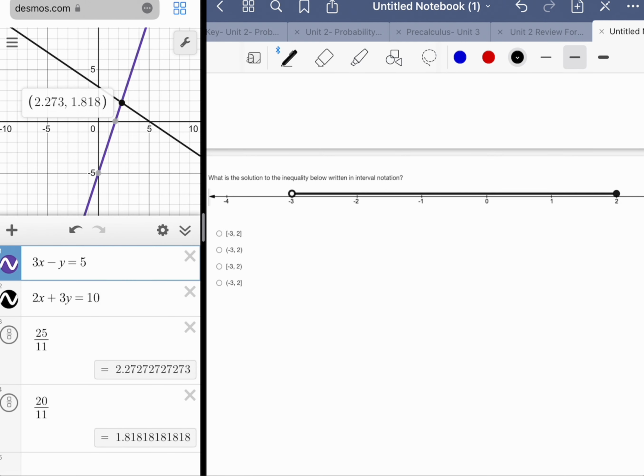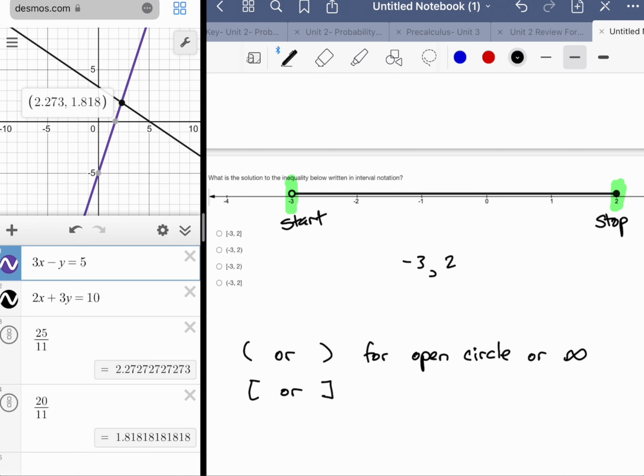Interval notation. Remember, interval notation is the start and the stop. So start, comma, stop. All right, it's the fencing that matters. So parentheses for open circle or infinity. Bracket for everything else. Which would really imply a closed circle.